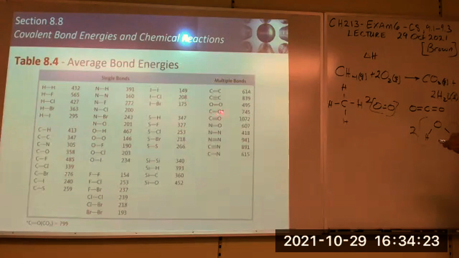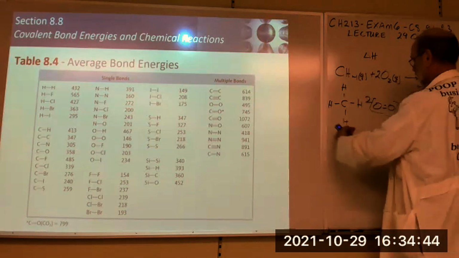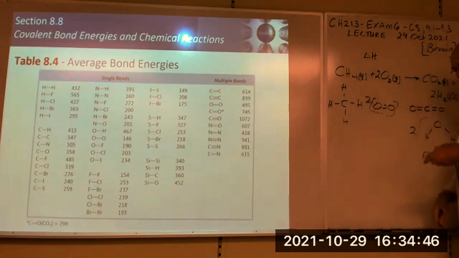Yeah, carbon. Let's see. Yes, 745 times 2. And then we've got 2 oxygen-hydrogens, but 2 times that is 4. So 4 times oxygen-hydrogen here, 467. Add these together and subtract those from this one, and you get a value for that reaction of delta H.